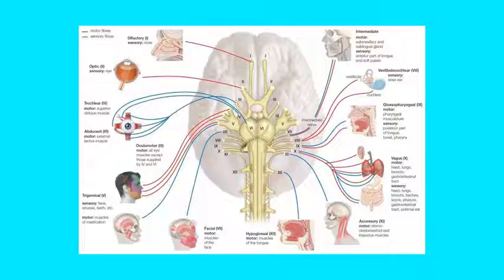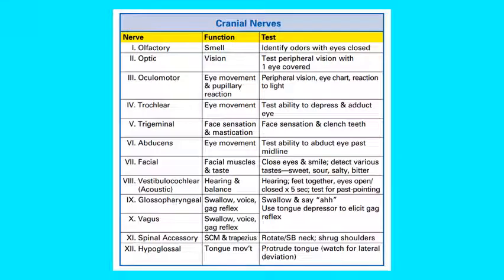These are the 12 pairs of cranial nerves and their various locations on the brain. But we're not going to be very technical about this, just to give you information that there are nerves that are projecting from the brain. And they have specific functions. And these are the specific functions. For example, the olfactory nerve, the function is smell. The test used is to identify odors with eyes closed, and so on.